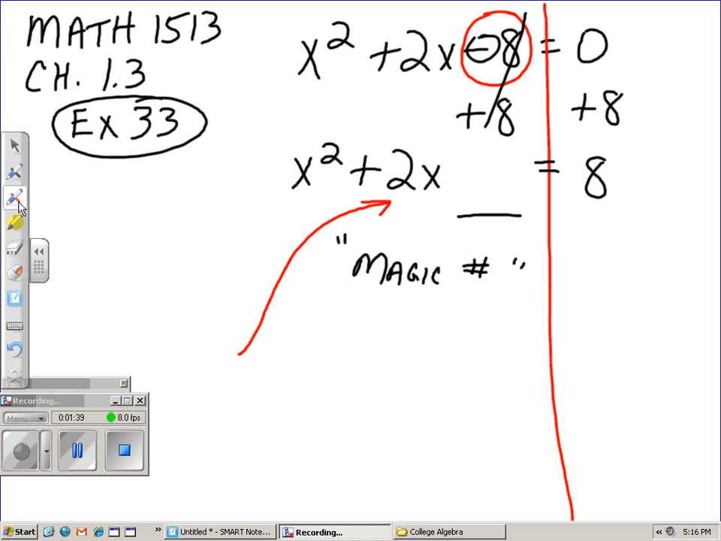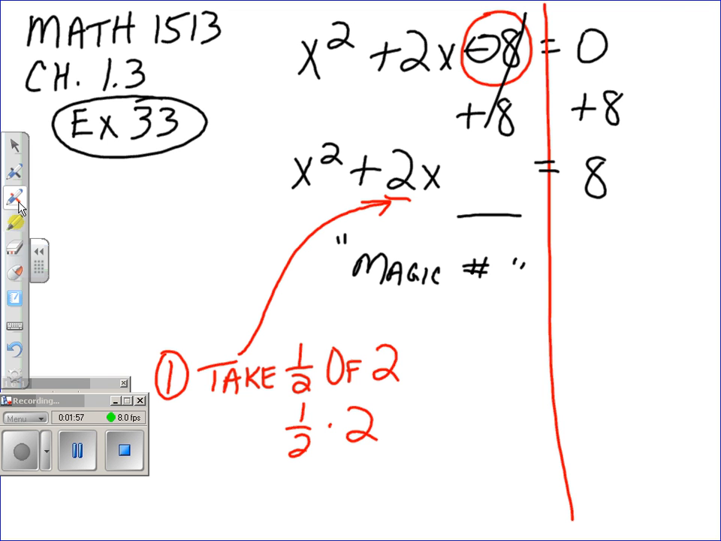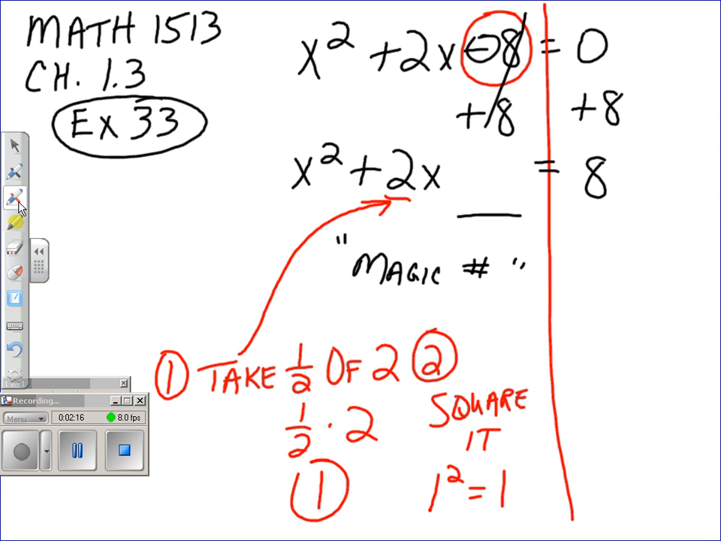Now, how do we calculate that? We look at the number in front of the x, that 2. Step 1 is take half of that number. Take half of the number in front of the x, which is 2. Taking half of something means 1/2 times 2, and 1/2 times 2 is simply 1. So that's step 1. Step 2 is square it. So I square 1, and in this case it doesn't change. Usually it'll get bigger. So I square 1 and I get my final answer of 1, which is my magic number.